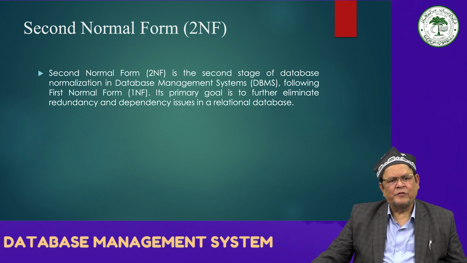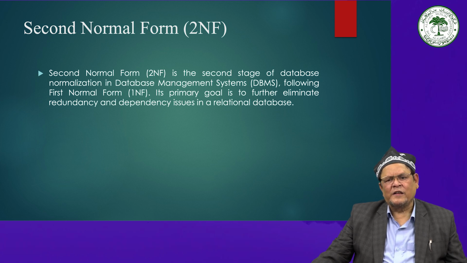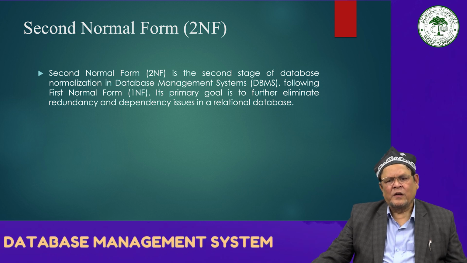Be in 1NF. Before a table can achieve 2NF, it must first satisfy the requirement of the first normal form, including having atomic values and unique column names. Remove partial dependencies. In second normal form, every non-prime attribute, that is, attributes that are not part of the primary key, must be fully functionally dependent on the entire primary key. This means that each non-prime attribute must depend on the entire primary key, not just a part of it.